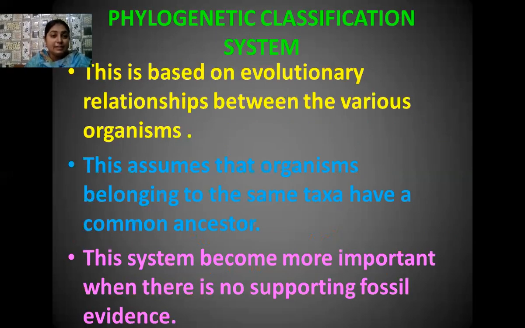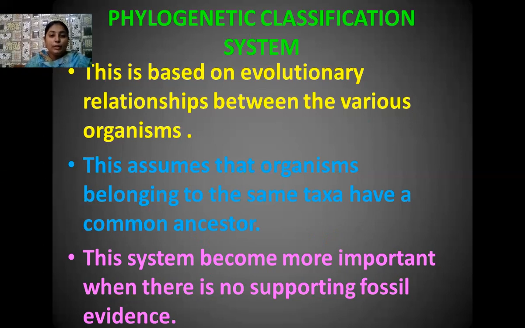Yes, student, the third system of classification is the phylogenetic system of classification. As the name itself indicates, phylogeny means evolutionary history. So this system is based on the evolutionary relationships that are present between the different species of living organisms such as plants. It assumes that organisms belonging to the same taxa have certain common ancestors, and because of this, they show the same type of similarities.